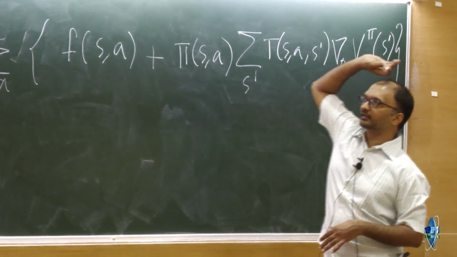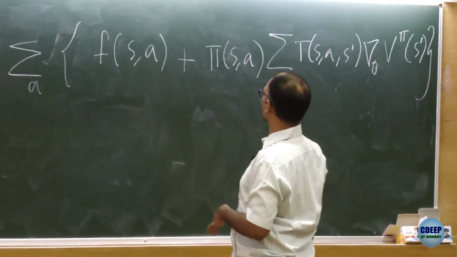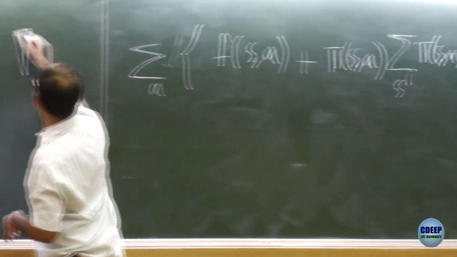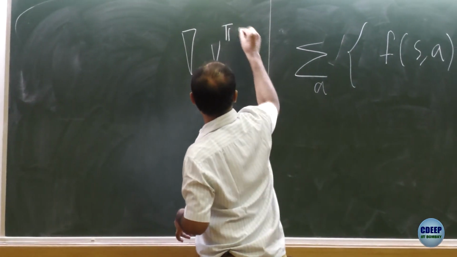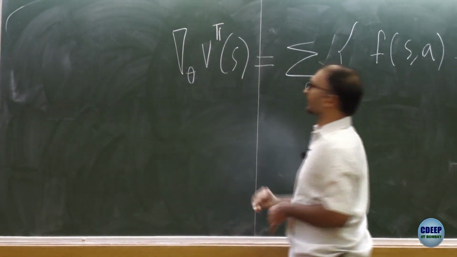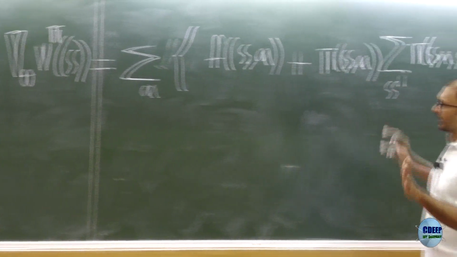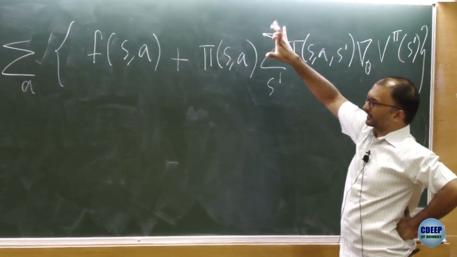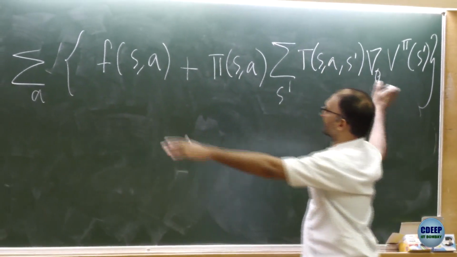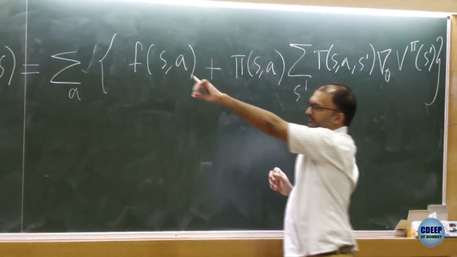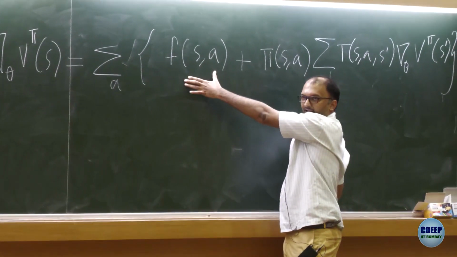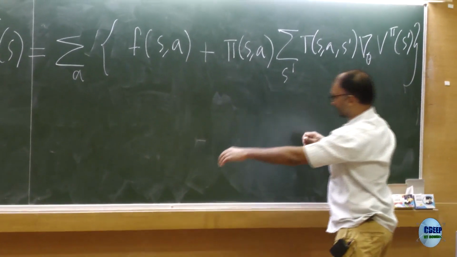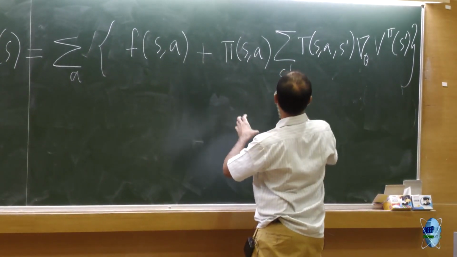This is correct. Yeah, so now I'm asking you, what was this LHS? LHS was gradient of... Now let's try and describe what we have here in just qualitative terms. What we have inside this curly brace is a sum over actions of f of sa, and then, if you want, you can write this down a little bit differently.